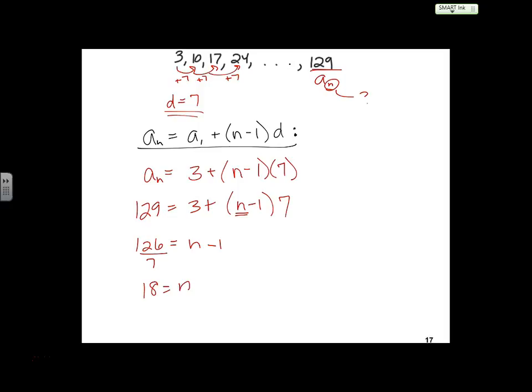But hold on, 18 is not n. 18 is n minus 1. Wait, what about the 7? Sorry, I subtracted 3. I didn't show all my work, I apologize. There you go. Is that better? I subtracted the 3 and got 126, then I divided by 7 and got 18. Then I add 1, I get 19.